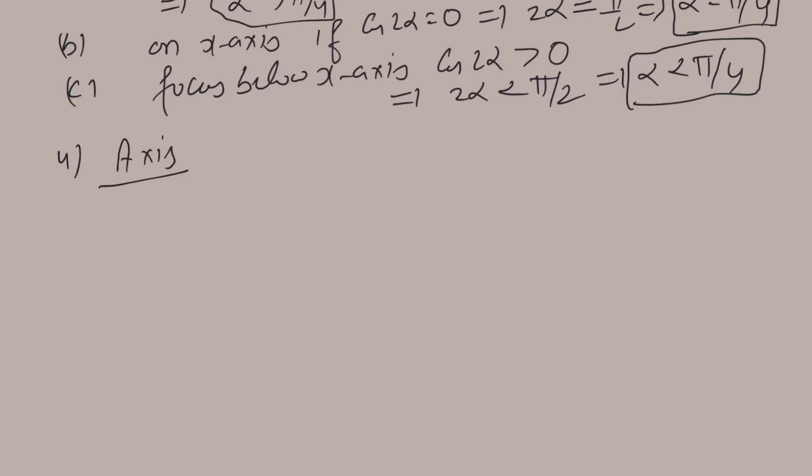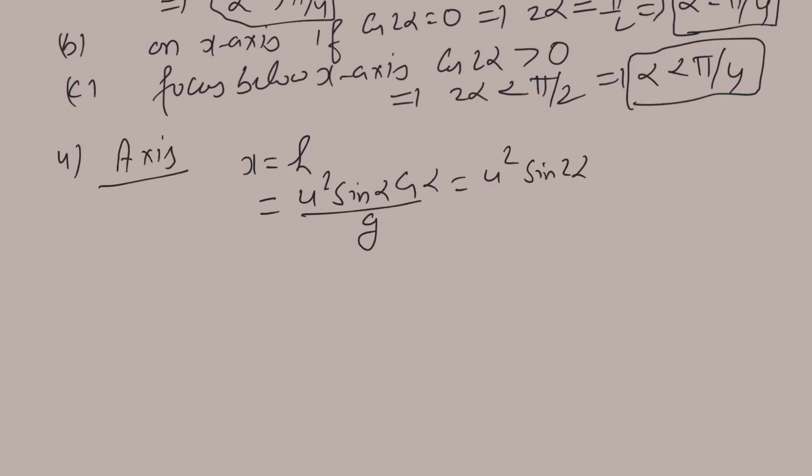Now next, point number 4, axis. The axis, we know, is given by x is equal to h, and h is given by u square sin alpha cos alpha by g. So this will be u square sin 2 alpha by 2g. This implies that x is equal to u square sin 2 alpha by 2g gives the axis.